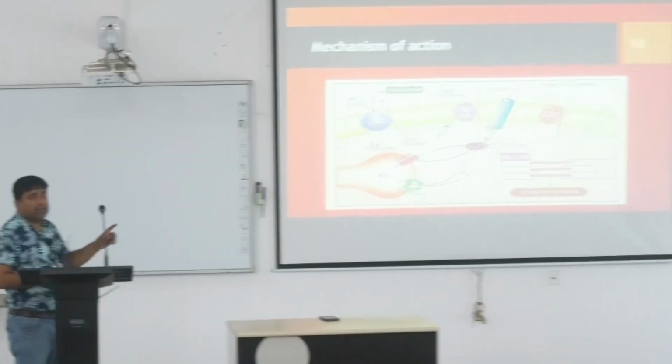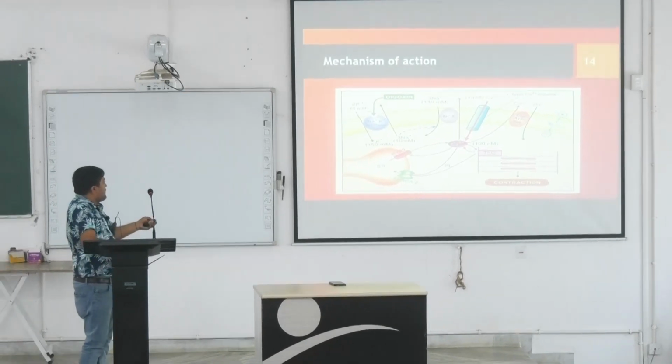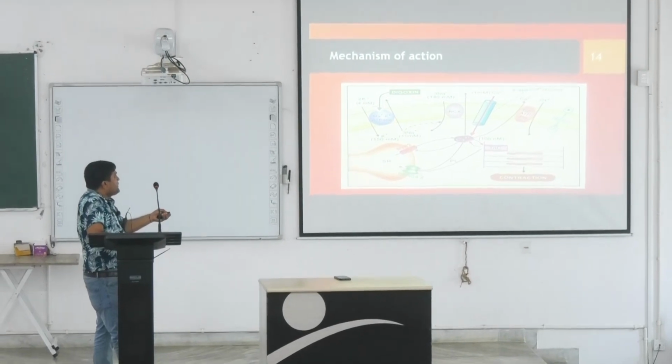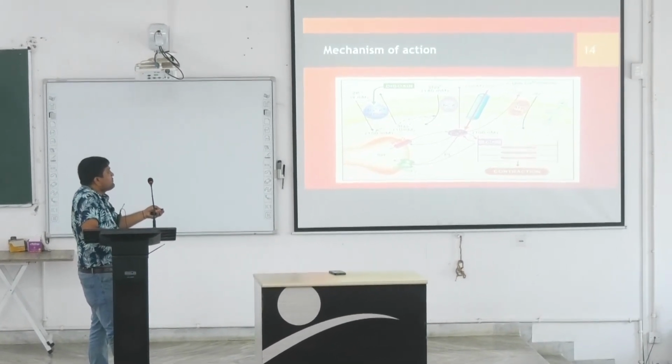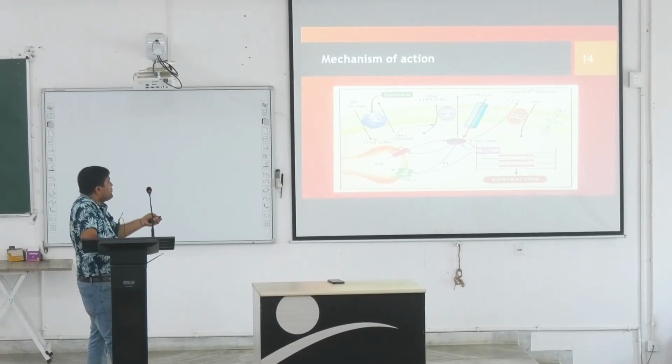Now, this is a schematic diagram showing the mechanism of action of digitalis. This is a myocardial fiber. It contains, at the membrane level, the sodium potassium ATPase pump. Digoxin binds to the extracellular phase of the sodium potassium ATPase and inhibits this enzyme.